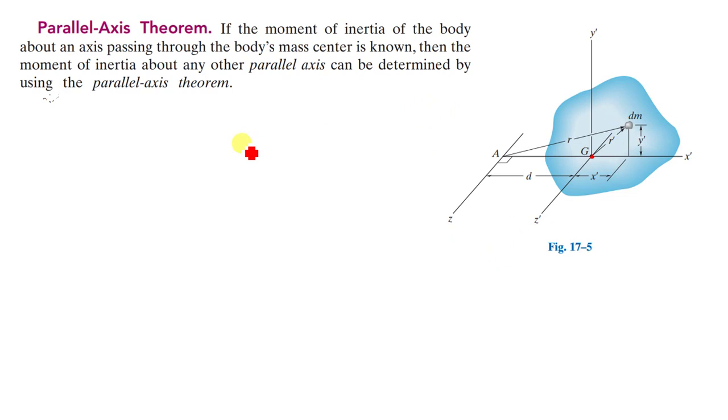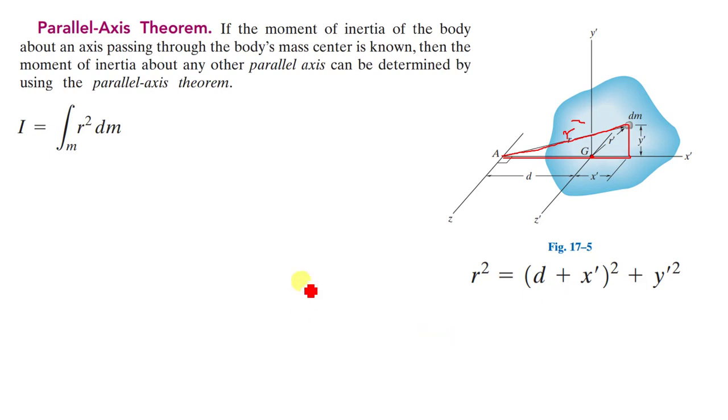We're going to derive the theorem. We know from this expression here, using Pythagoras theorem, if you want to find r squared, this can just be found by adding the square of this and that. This one down here is just d plus x prime, and this one is y prime. So when you find d plus x prime squared plus y prime squared, you find r squared.